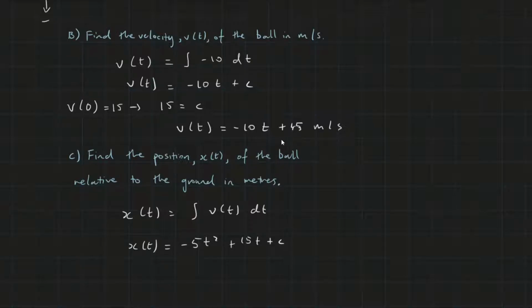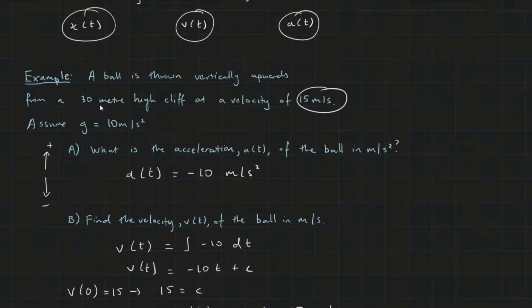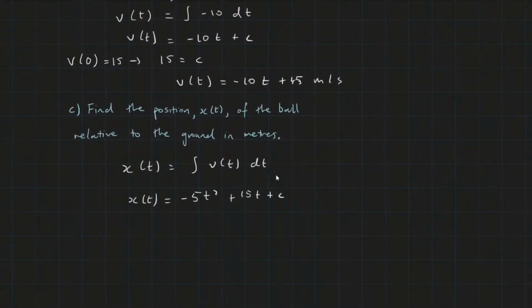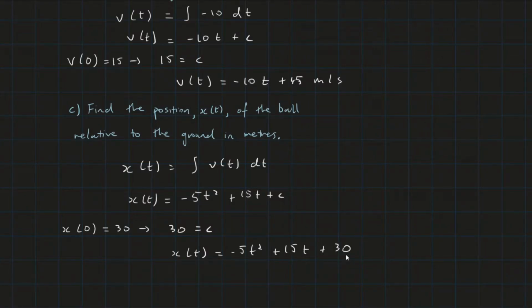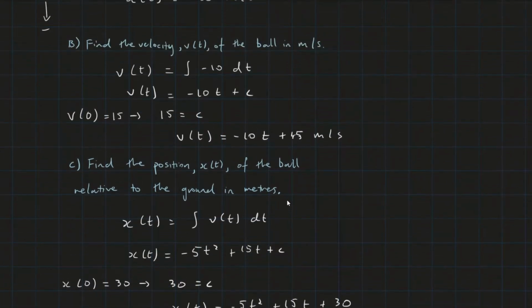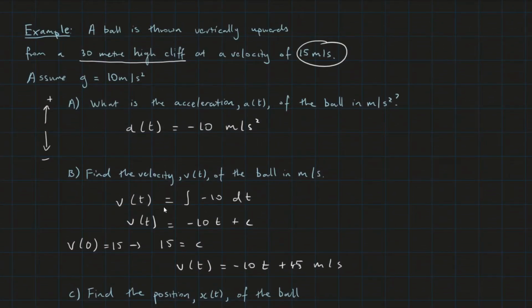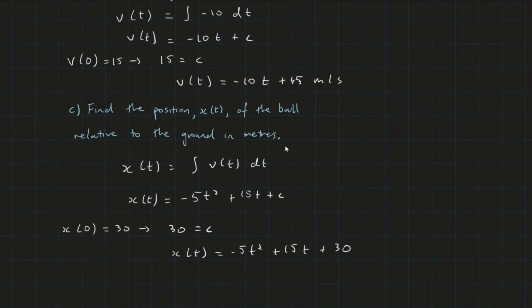Again, we look to our question to find another piece of information that tells us some more information about the position. And we can see we start from a 30-meter high cliff. This means that we started off at 30 meters above the ground. The question specifies that the position is measured from the ground. So it makes sense that x of 0 will be 30. Therefore, 30 is going to equal c as everything else cancels out. Therefore, x of t is going to equal negative 5t squared plus 15t plus 30. And using integration, we're able to start from acceleration, from that get the velocity, and then from that get the position of the ball relative to the ground.